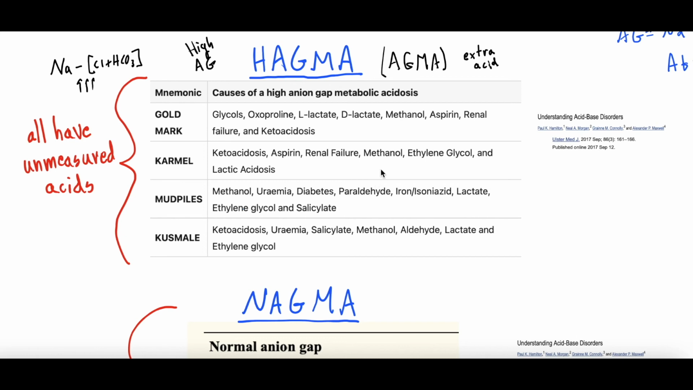And those unmeasured acids consume bicarb, which makes the anion gap that you're calculating higher, because it's a calculation, it's not directly measured. All right?